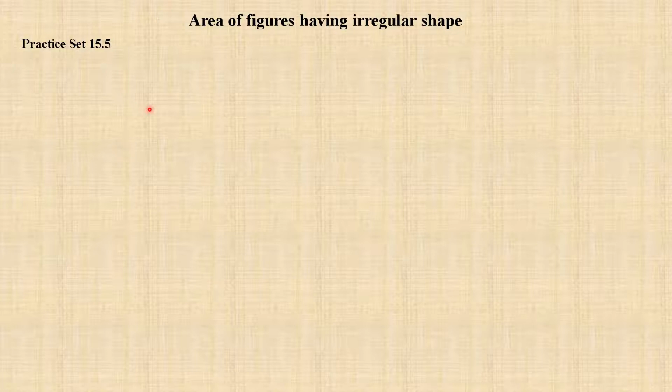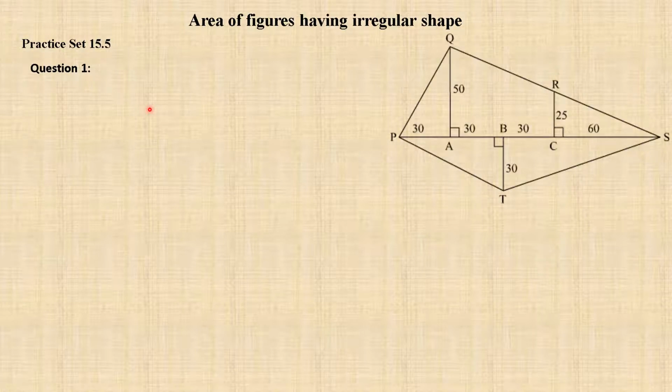Let us see one such example of practice set 15.5. The first question. This is an irregular shape given, and we need to find the area of this shape. Now, if you see, this shape can be divided into subfigures. The first subfigure would be a triangle, then we have a trapezium, then again a triangle, and so on. So we'll find the area of each of the subfigures and add them up to find the area of this entire irregular shape. So let us start with the solution.